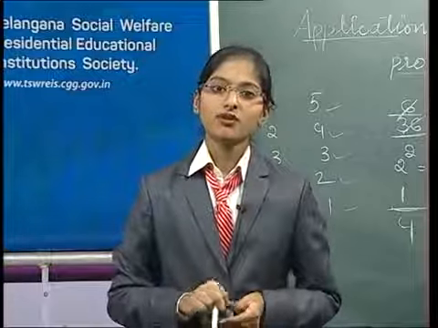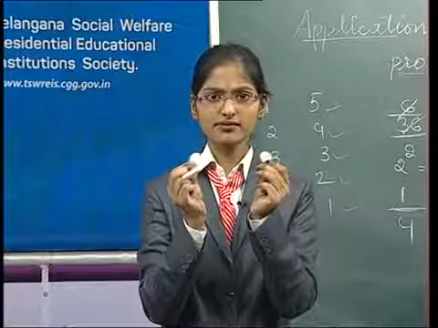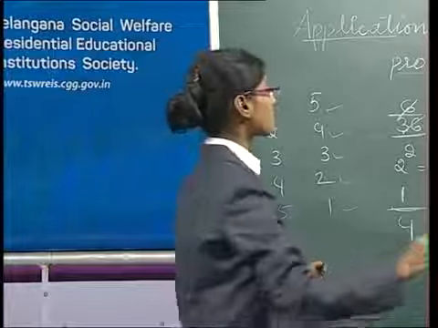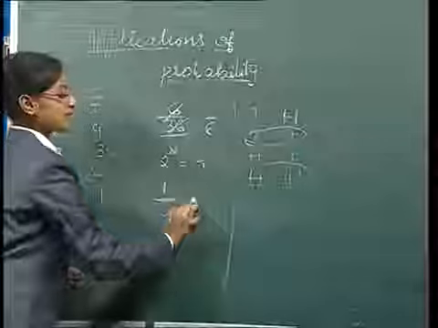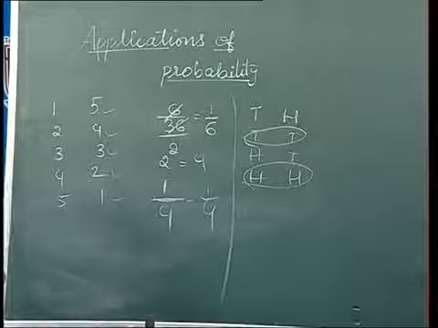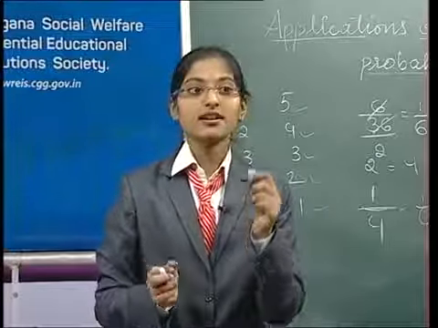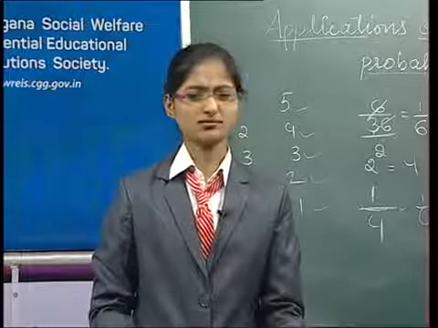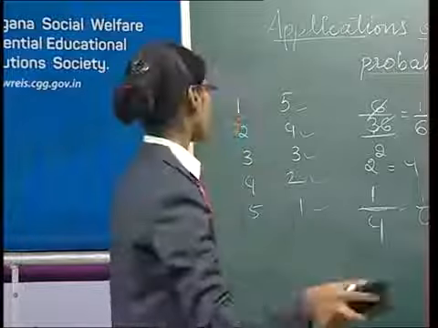For both tails, it is also the same, 1 by 4. But if one is a tail and another is a head, the chance of getting it is 2 by 4. Can anyone say how? Let me see.